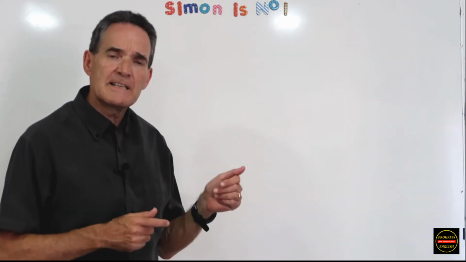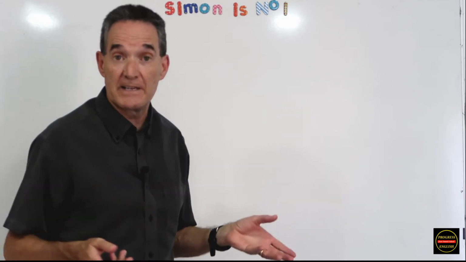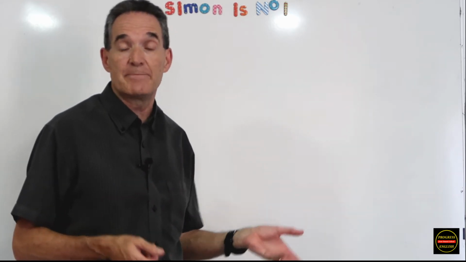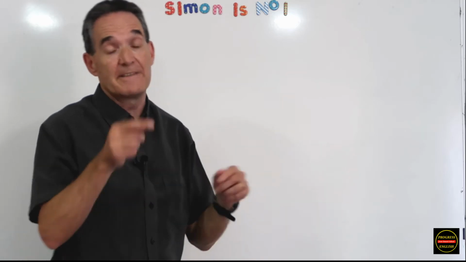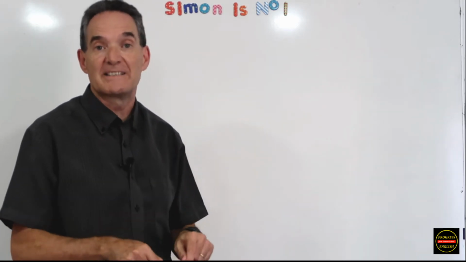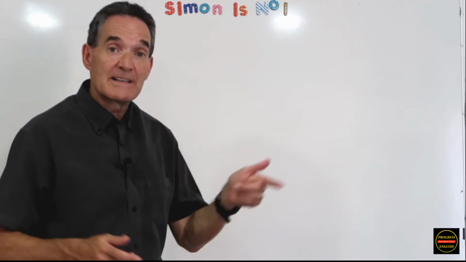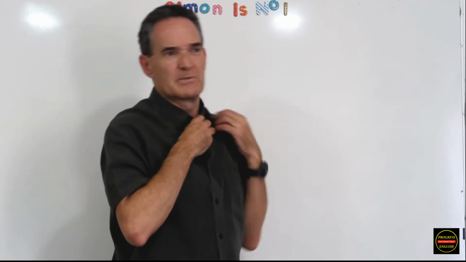Okay, now let's have a look at some examples of each conditional. I'm not going to explain the form of each conditional here because I've made some other videos, and if you click on the link down in the description box, you can see how each conditional is formed. Okay, now let's start with the zero conditionals.